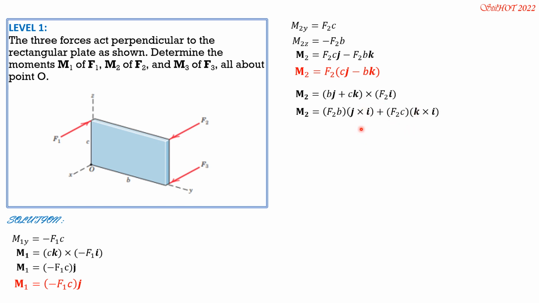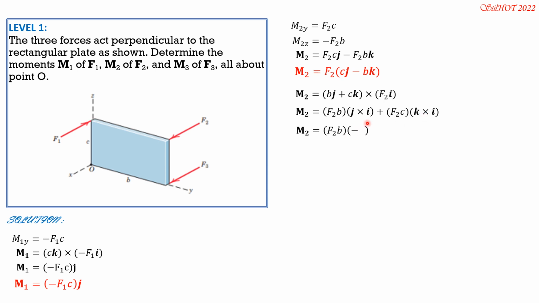So j cross i: your forefinger should be coming from the y-axis, curl it towards the x-axis i, then your right thumb will be pointing downward. So that is negative k. Then k cross i is: your forefinger should be from the z-axis, curl it towards the i or the x-axis. Your right thumb will be pointing to the y-axis. So this is equal to j.